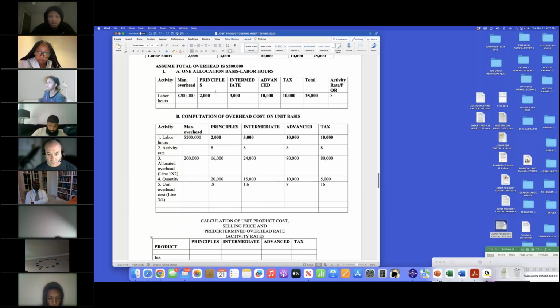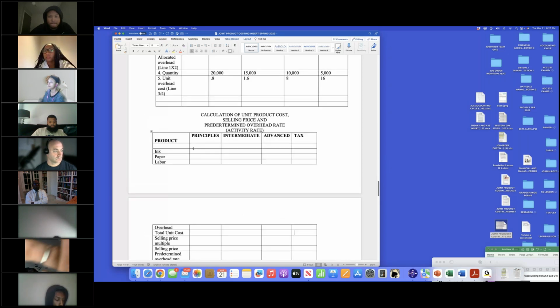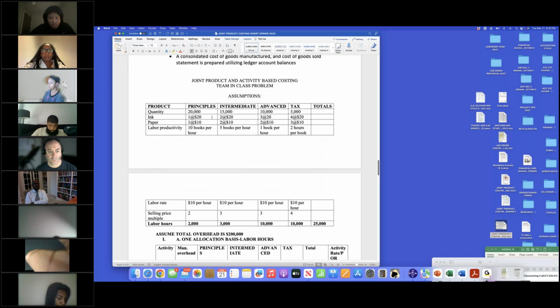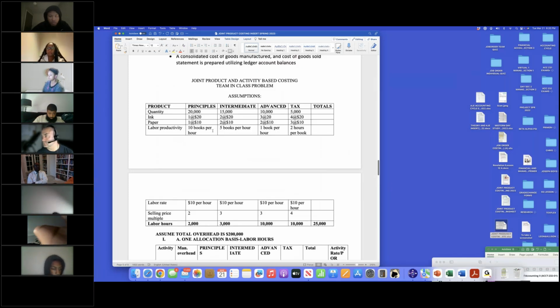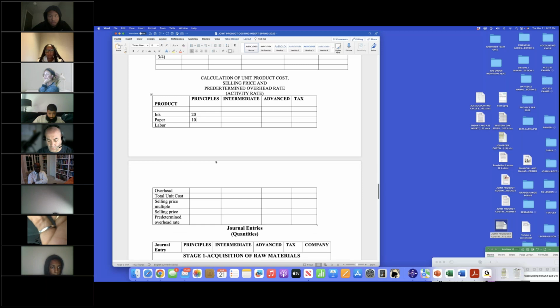Okay, let's look at principles then. If we look at principles, the ink is 1 at 20 and the paper is 1 at 10. Therefore, the ink is 20 and the paper is 10. And I go back up and I can make 10 books per hour. I'm paid $10 an hour, so I'm going to divide. And so my labor is 1. And what's my overhead cost going to be, principals people? $1.25.